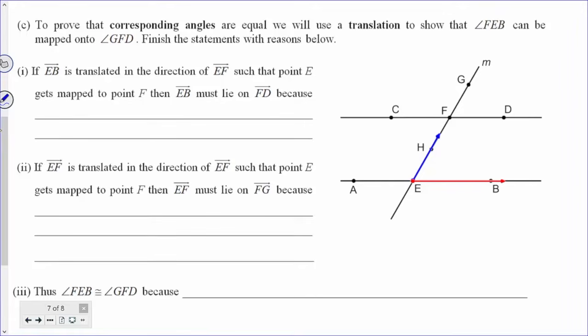So let's take a look at letter I. If EB, this guy, if EB is translated in the direction of EF, remember, a translation needs a direction. So EF just means move it in the direction of that ray, such that point E gets mapped onto point F. EB must lie on FD because why? Well, let's actually do that translation. I'm going to take this and move it up. I'm going to translate it so point E lands on point F.